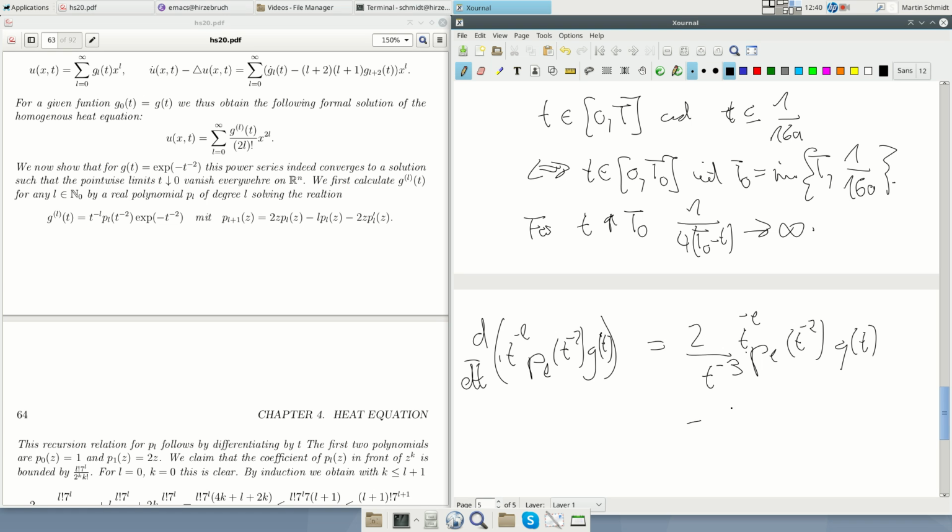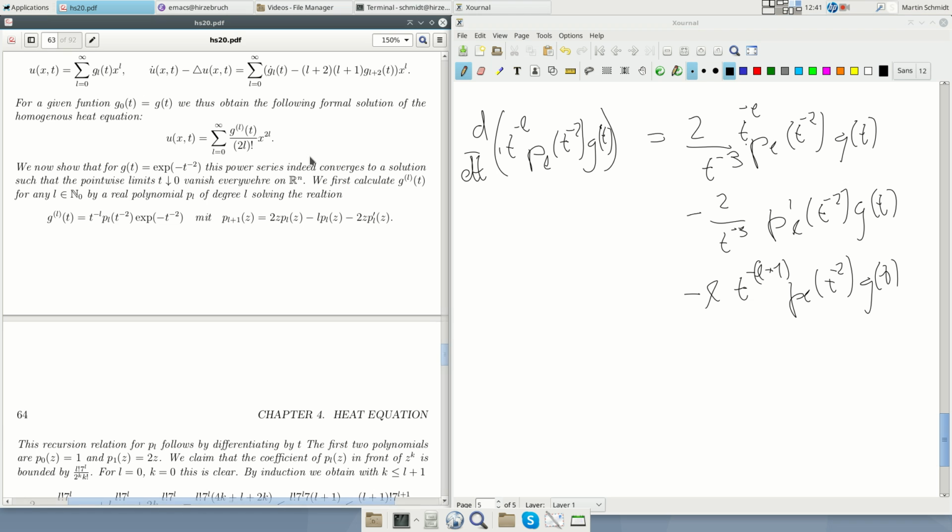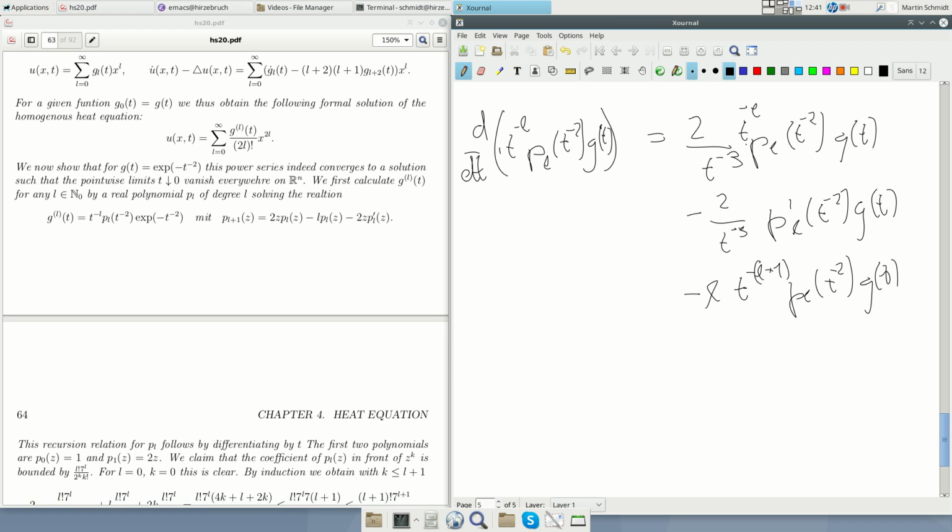Okay, this time we have a minus 2 times, again, t over minus 3. Then we have a t over p prime, t minus 2 times g of t. And for the last term, we get a minus L t times minus L plus 1 PL of t minus 2 times g of t. So this 2t, we set, of course, equal to the t minus 2.